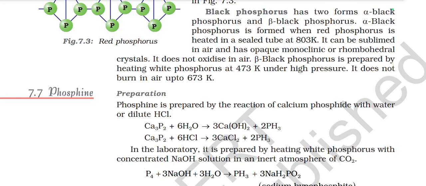Black phosphorus has two forms, alpha black phosphorus and beta black phosphorus. Alpha black phosphorus is formed when red phosphorus is heated in a sealed tube at 803 Kelvin. It can be sublimed in air, with opaque monoclinic or rhombohedral crystals. It does not oxidize in air. Beta black phosphorus is prepared by heating white phosphorus at 473 Kelvin under high pressure. It does not burn in air up to 673 Kelvin.